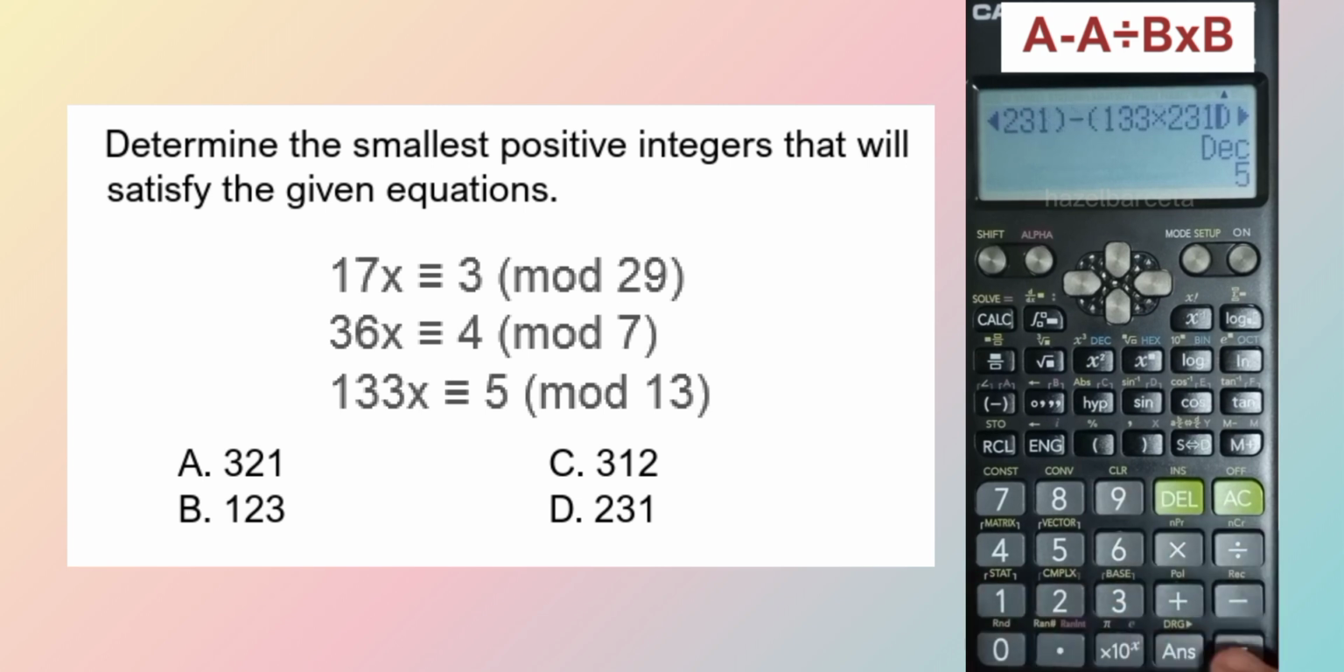231. So, sa pangatlo na po ito, hindi na po natin babaguhin. X na lang po yung itutry natin. So, the answer is 4, which is wrong kasi dapat 5.